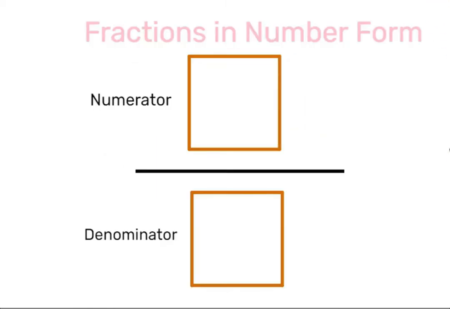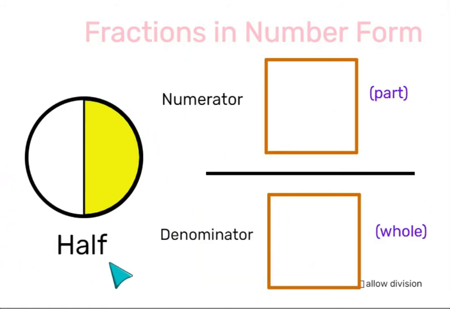Fractions in number form have two parts, a top number called the numerator and a bottom number called the denominator. These two parts are separated by a line. Each number in a fraction gives us information. The numerator tells us how many parts we are referring to, and the denominator tells us how many total parts there are in the whole. Let's look at some examples.